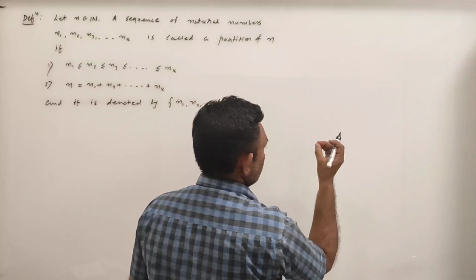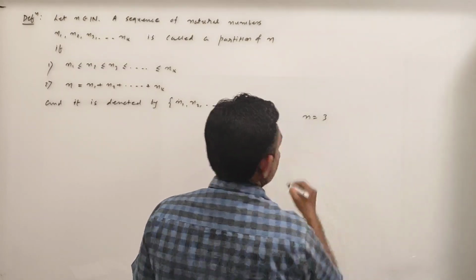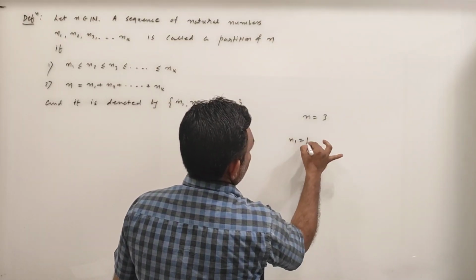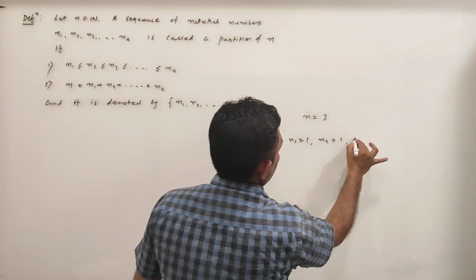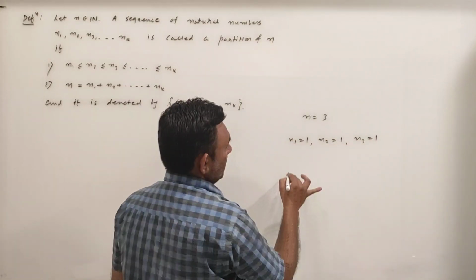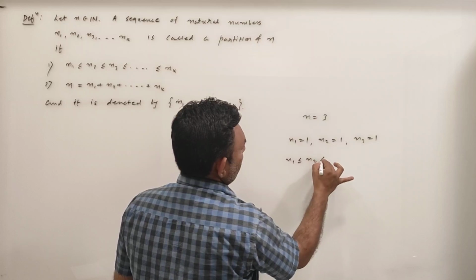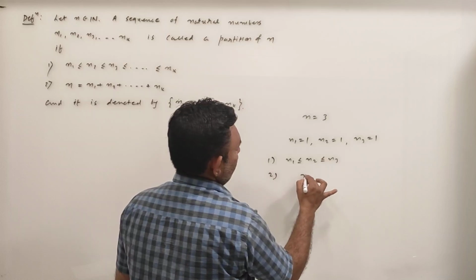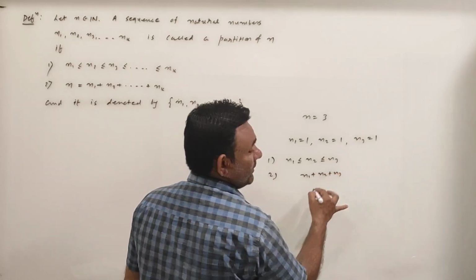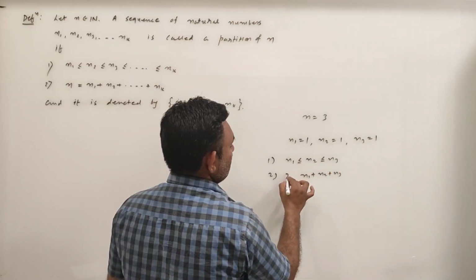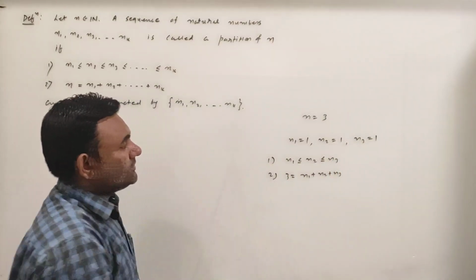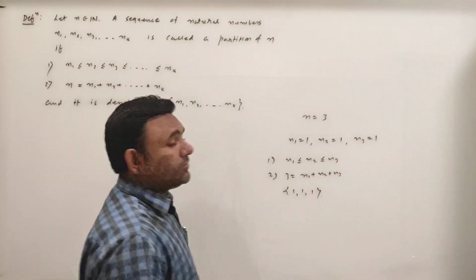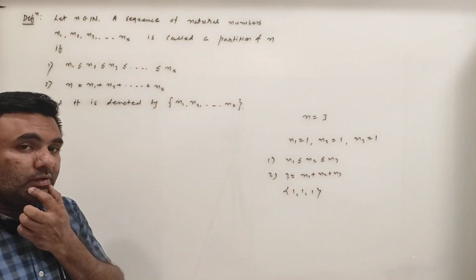Let us consider a simple example, say n equal to 3, right? So you consider n1 equal to 1, n2 equal to 1, and n3 also equal to 1. Then n1 is less than or equal to n2, less than or equal to n3, all are equal, so the first condition is satisfied. Second condition: n1 plus n2 plus n3 is 1 plus 1 plus 1, so it is 3. So these two conditions are satisfied by 1, 1 and 1. So I will say this 1, 1, 1 is a partition of 3.